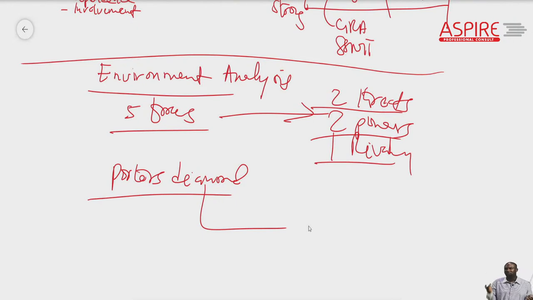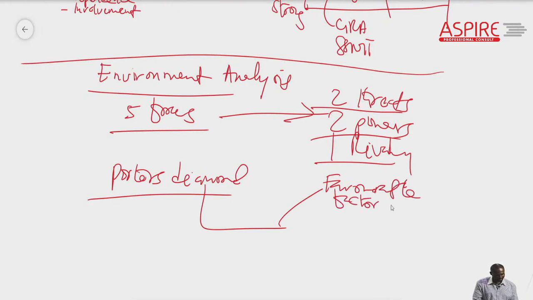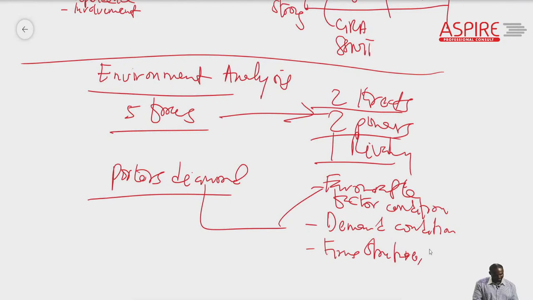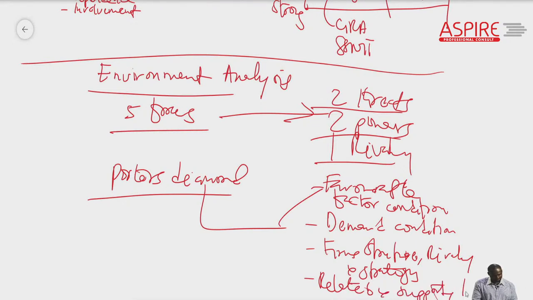And what are those factors? Number one is what? Favorable factor conditions. Let's put them down. Number two is what? The demand condition. The third one is what? The firm structure, rivalry and strategy. And what's the last one? Related and supporting industry.